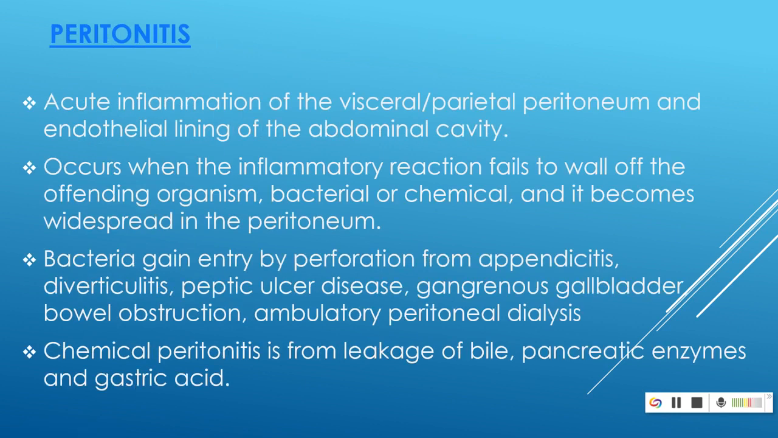Peritonitis. Acute inflammation of the visceral parietal, same thing, peritoneum and endothelial lining of the abdominal cavity. It occurs when the inflammatory reaction fails to wall off the offending organism. The organism can be bacterial or chemical, and it becomes widespread in the peritoneum.